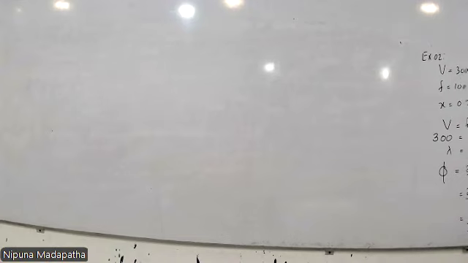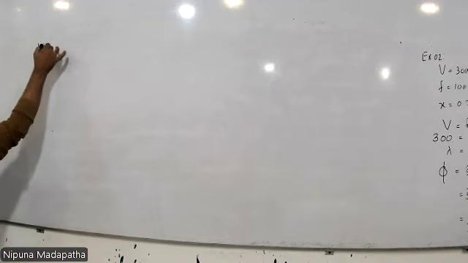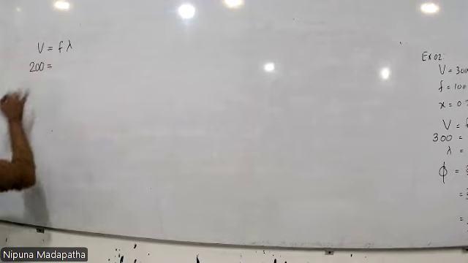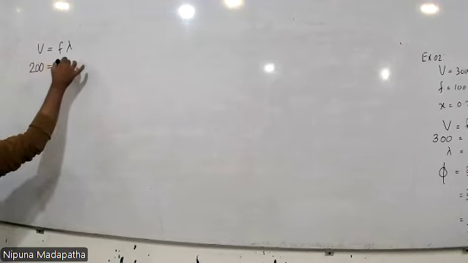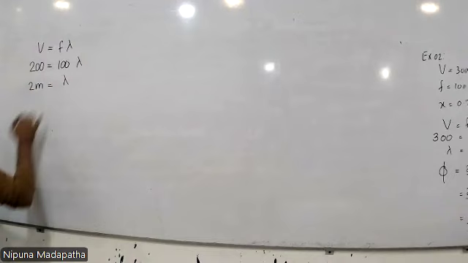Question was about the phase difference. So how can we get 0.25? Phase difference is an angle in radians. So what is the wavelength of the wave? v equals f lambda. Wave speed is 200, frequency is 100, so lambda is 2 meters.